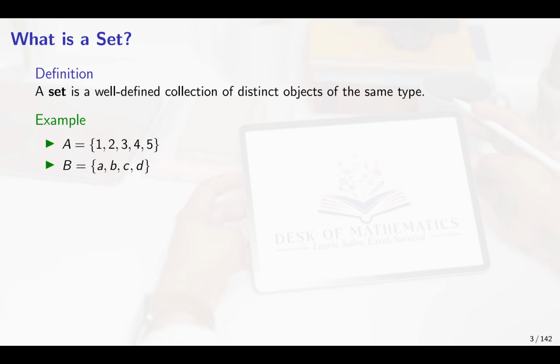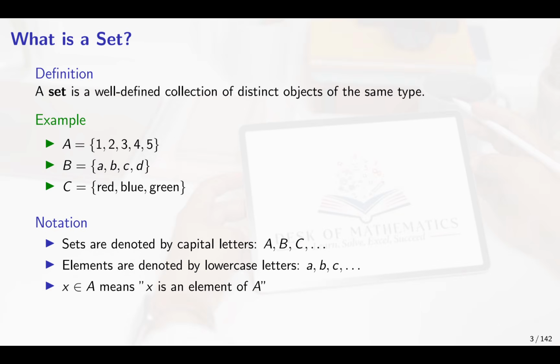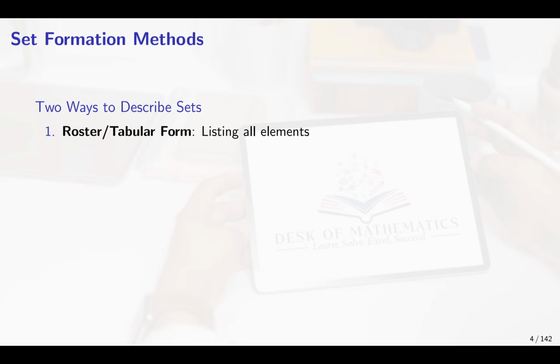For example, this is a set in the roster form, and this is the notation for denoting a set. We denote it with capital letters and its elements with small letters, and this notation is called belonging to. If we have an element x in a set A, we say x belongs to A, and if we have a slant line inside this symbol, we are saying that it does not belong to the set A.